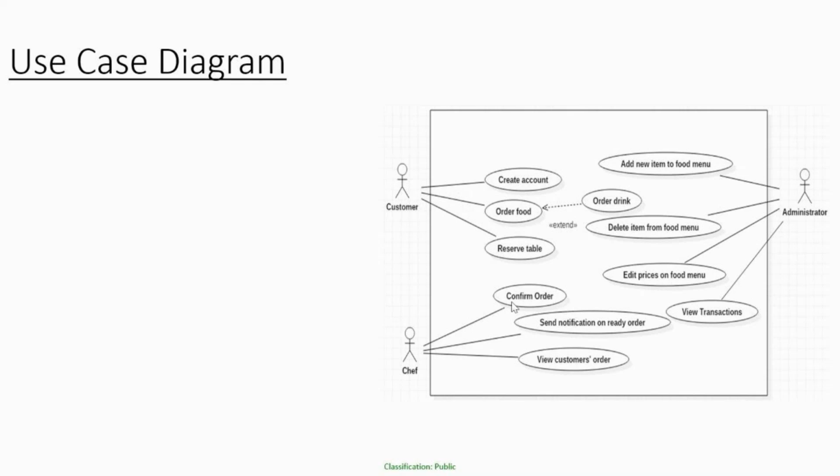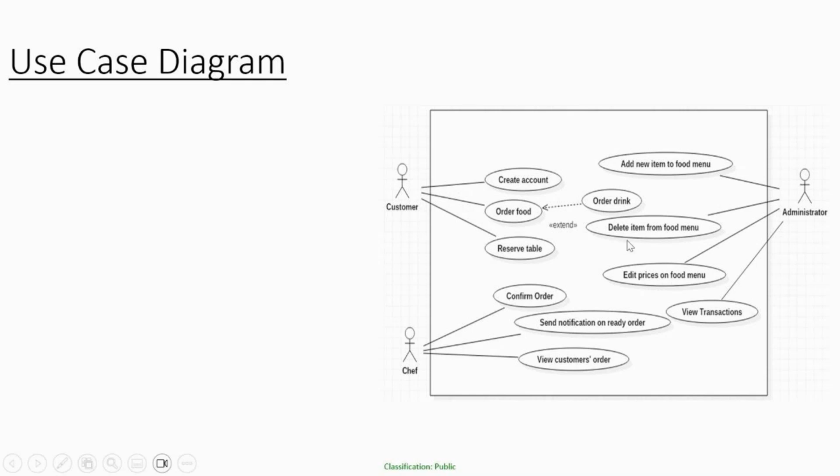So that confirmation of the order comes from the chef, and it is the chef who will be sending the notification on ready when the order becomes ready, and it is the chef who will be viewing the customer's order details, like what exactly the customer wants to be cooked. Okay. Similarly, the administrator will be able to do all these things.